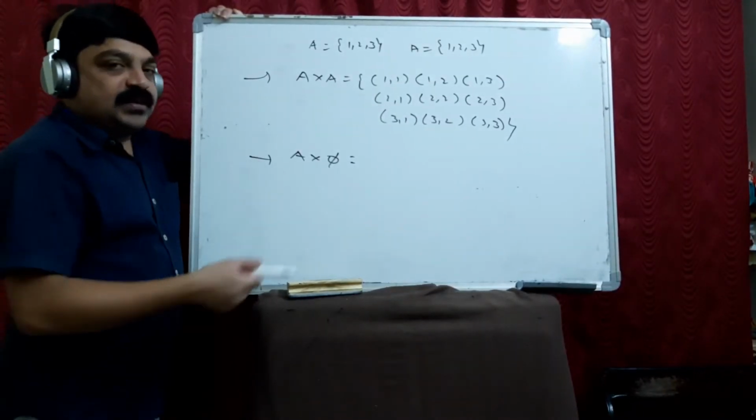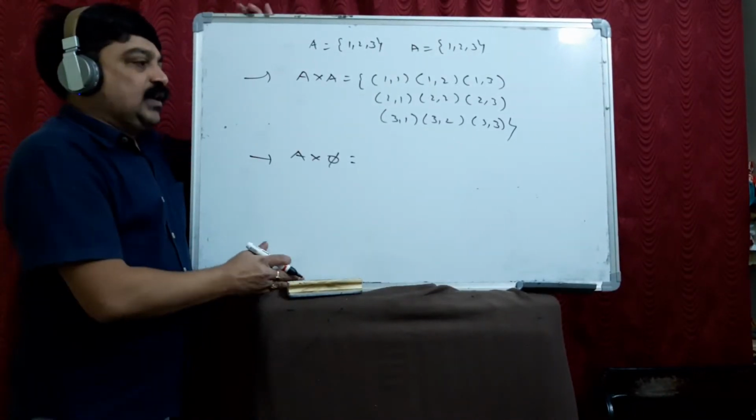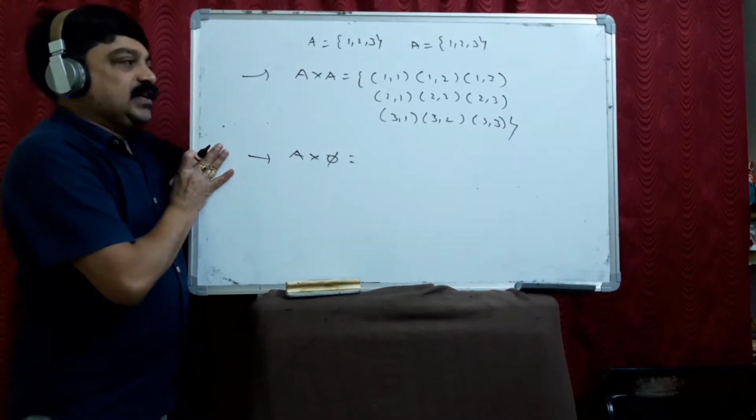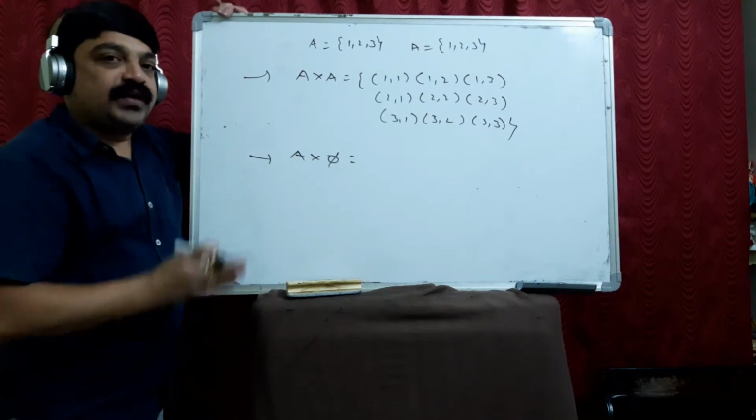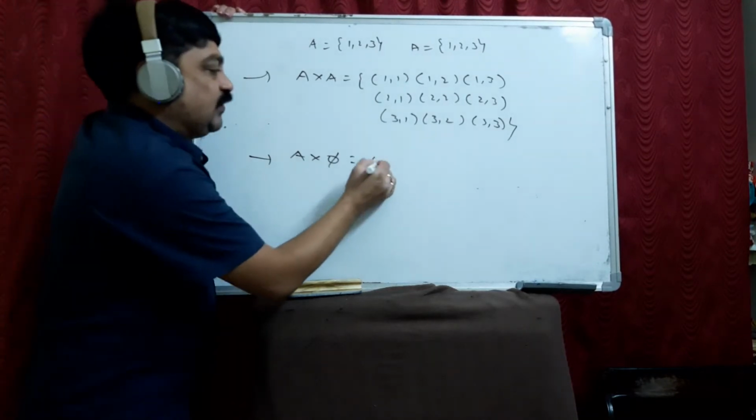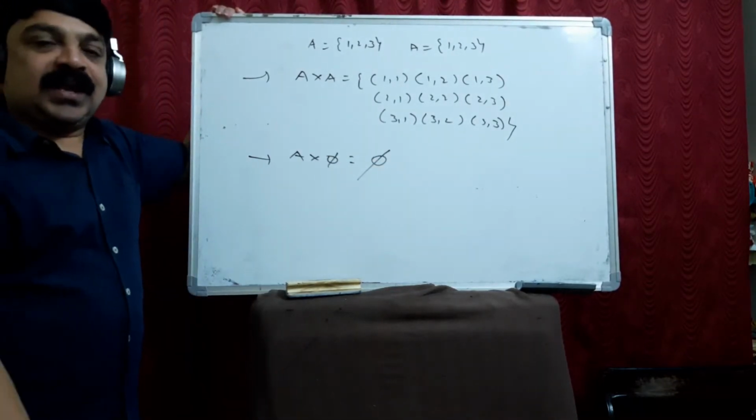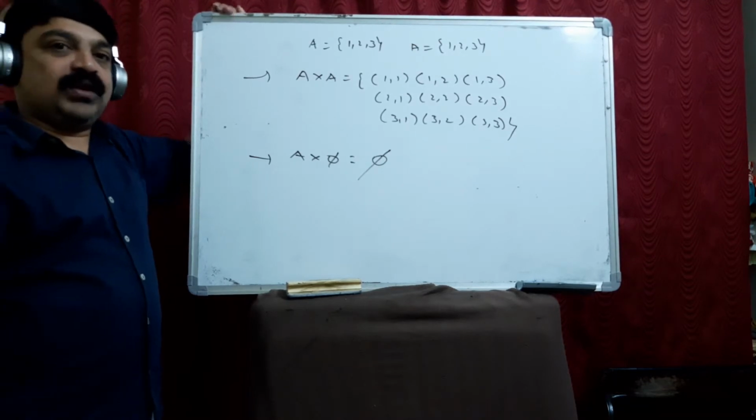So, how many elements do we get? First we talk about that. Usually A will have some 3 elements and the empty set will have 0 elements. So how many elements should we have in n of A times n of B? 0. So it will be empty. A cross empty is always empty. Okay.